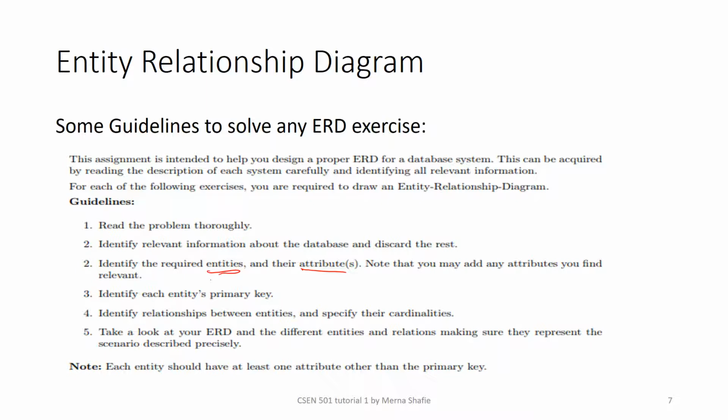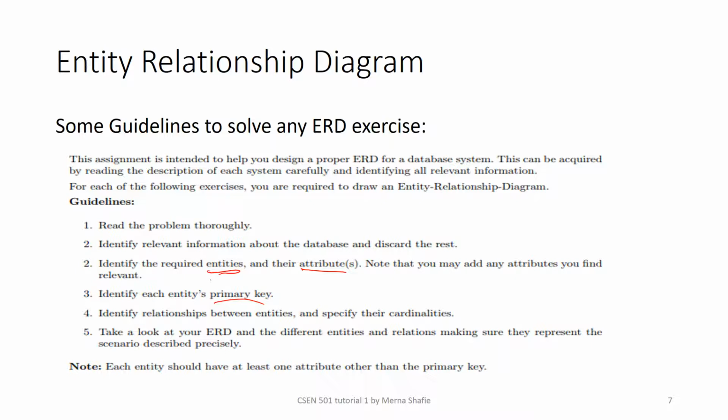Then we need to identify each entity's primary key. For every entity, from its attributes, I must find one primary key, whether one attribute or more than one attribute that together uniquely identify this entity, so I can identify each one of these entities uniquely, and you will see how. Then we need to identify relationships between the entities and specify their cardinalities. You will see how we are going to do that.